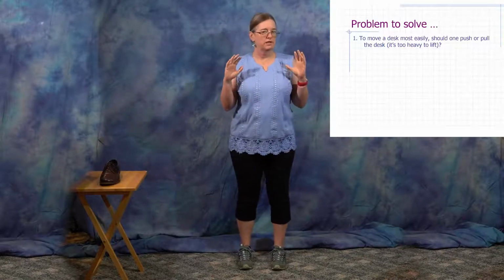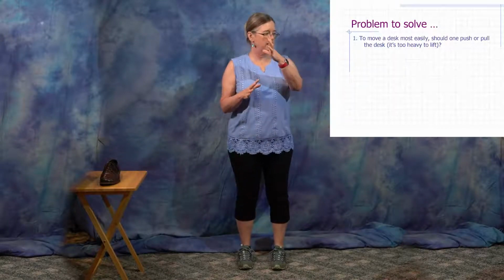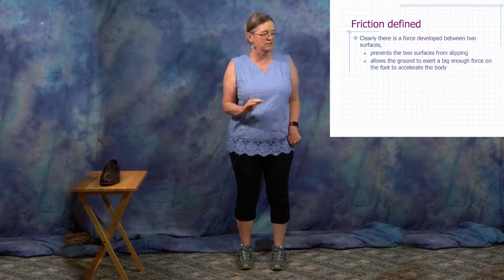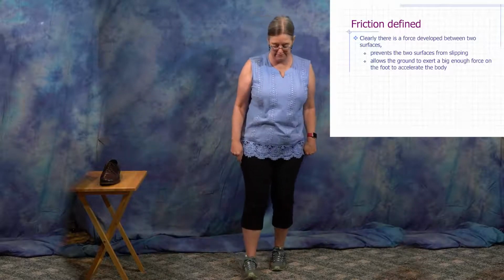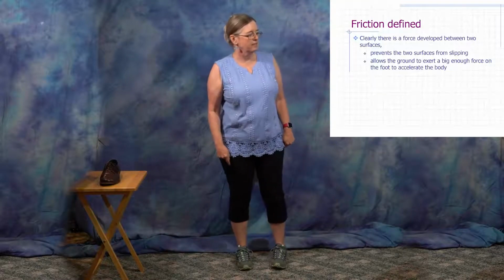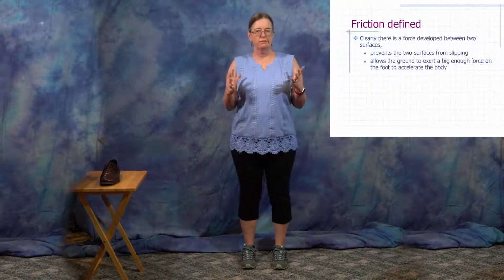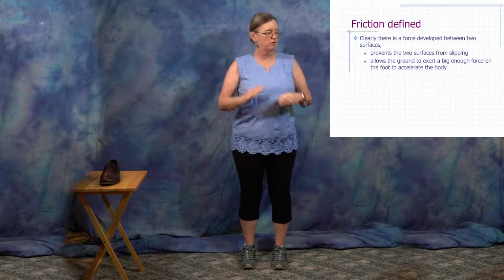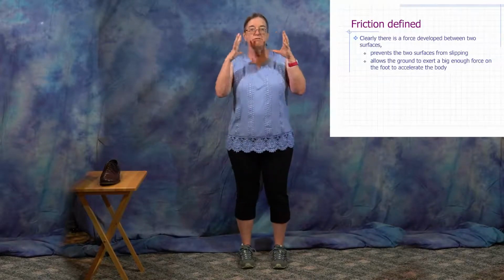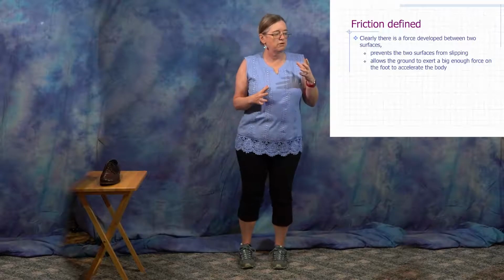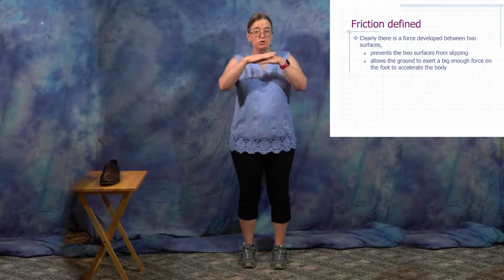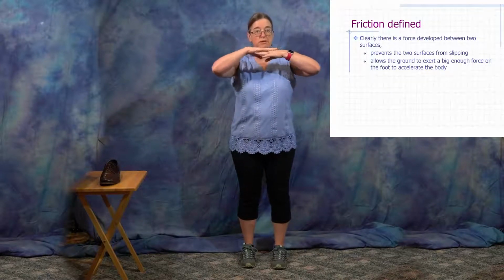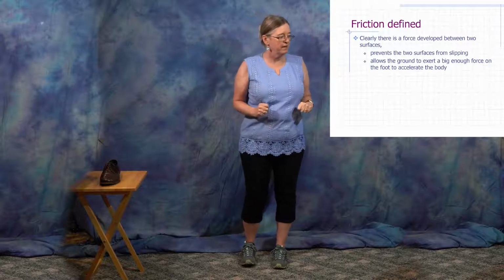So, an example problem we'll come back to at the end is to move a desk most easily. Should one push or pull the desk if it's too heavy to lift? So, clearly you've got two surfaces sliding with respect to each other. There is a force between the two. There is something that prevents those two surfaces from slipping with respect to each other.